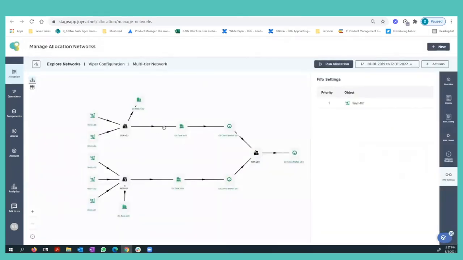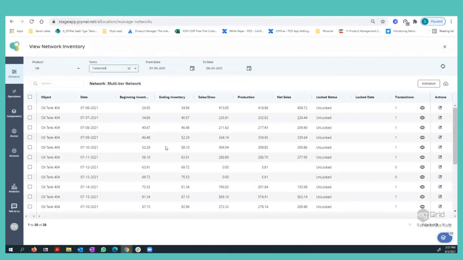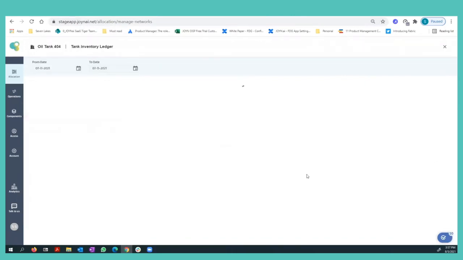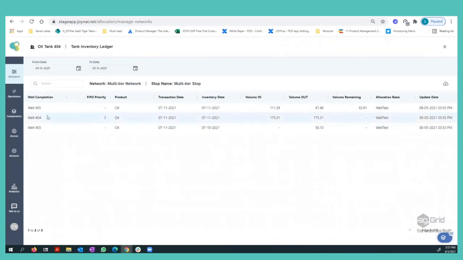Let's also see what has happened on the other branch of the network. We'll see both the tanks 404 and 403. You will notice there is some ending inventory here. So you'll notice that although the FIFO priority is 3, because the other two wells don't have any priority set, this still overrides the other two wells. So the drawout completely happens for this specific well.